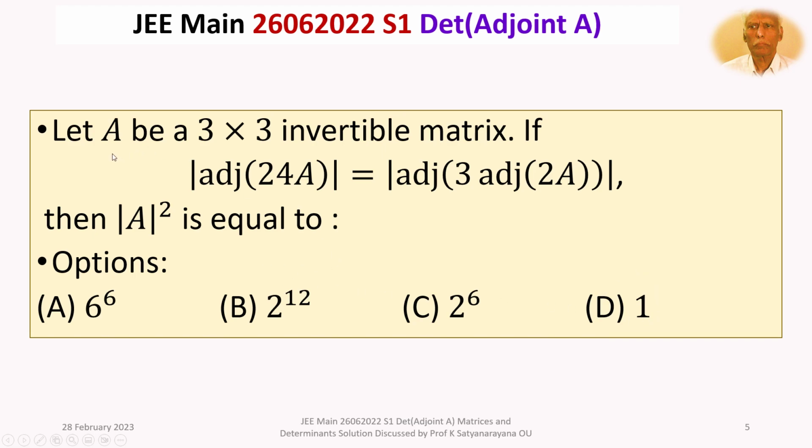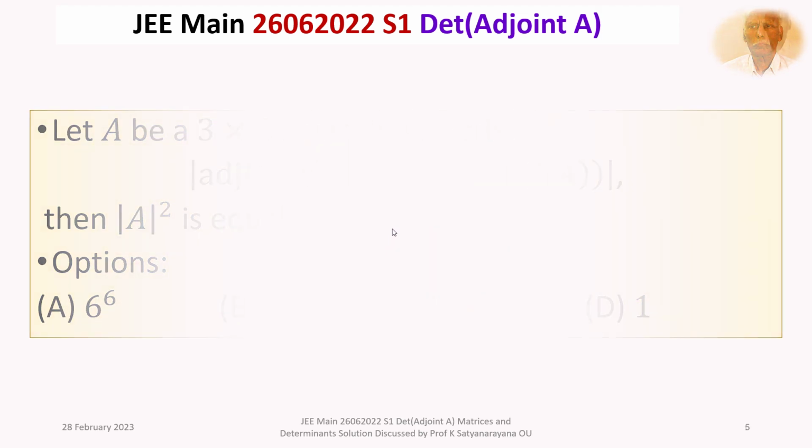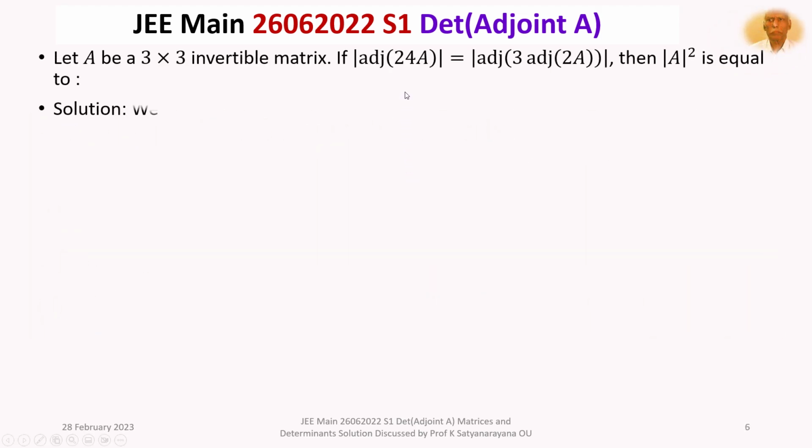We have capital A, a 3 by 3 invertible matrix. It's given determinant of adjoint of 24A is equal to determinant of adjoint of 3 times adjoint of 2A. Then we are required to find determinant of A square from the given 4 options. That is the given question. Let's now discuss the solution of the problem in detail.